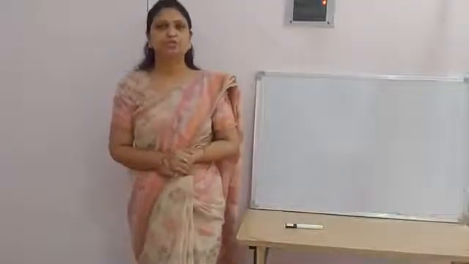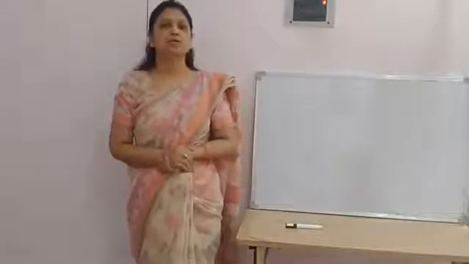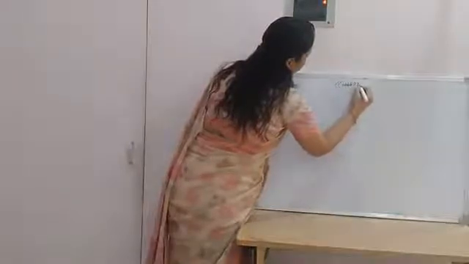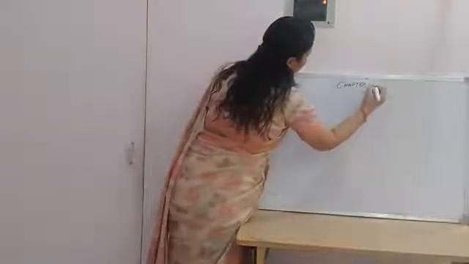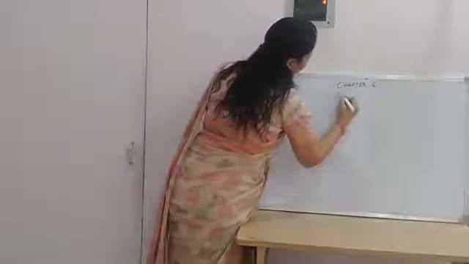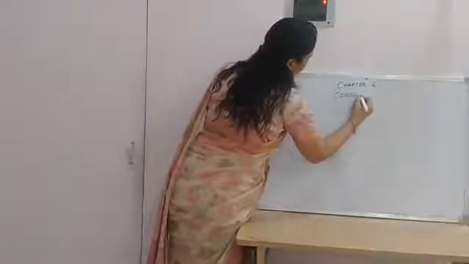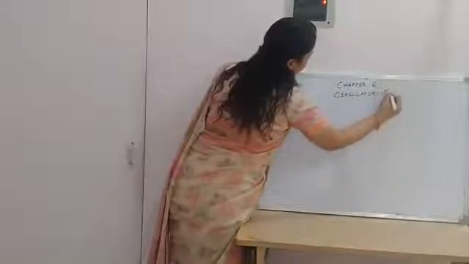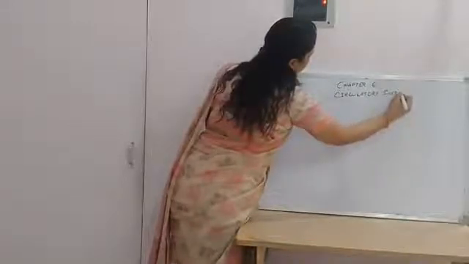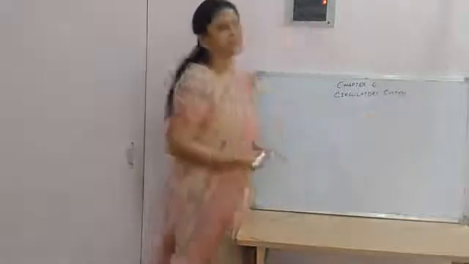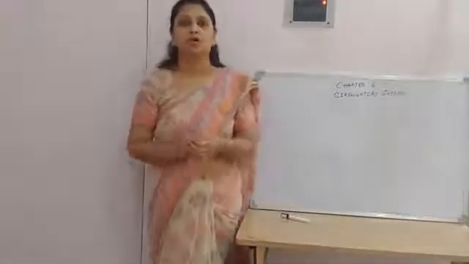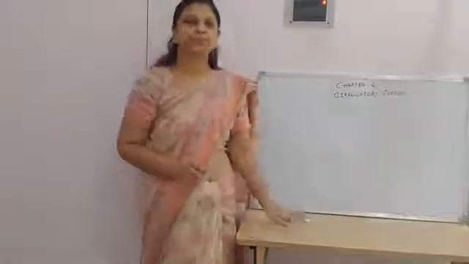I am teaching you chapter number 6, circulatory system. I am explaining you about the types of blood cells.